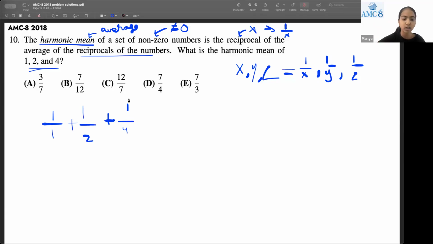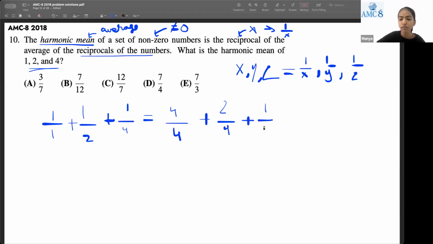So if we add these all together, then we would have to have a common denominator. And to have a common denominator, then we would have to find the least common multiple of 1, 2, and 4. And the least common multiple would be 4, since 4 is a multiple and factor of 4. So the least common multiple would be equal to 4. So 1 over 1 is going to be equal to 4 over 4, plus 1 over 2 is equal to 2 over 4, plus 1 over 4 is equal to 1 over 4.